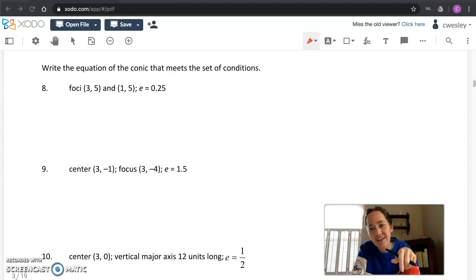You're going to notice in 8, 9, 10, and 11, I wasn't so nice. I've mixed together all 4 different types of conic sections that we've studied, and I didn't necessarily explicitly state which one was which. That's no problem though.